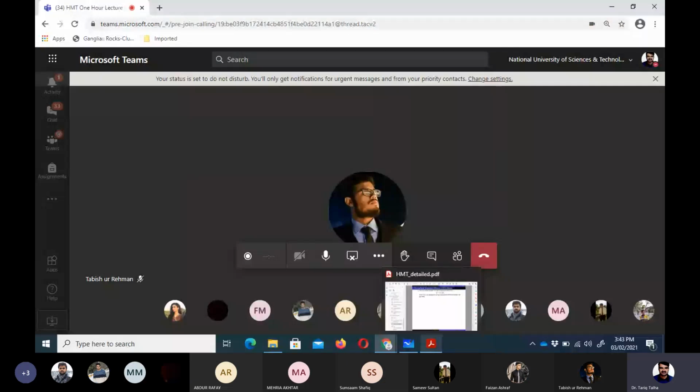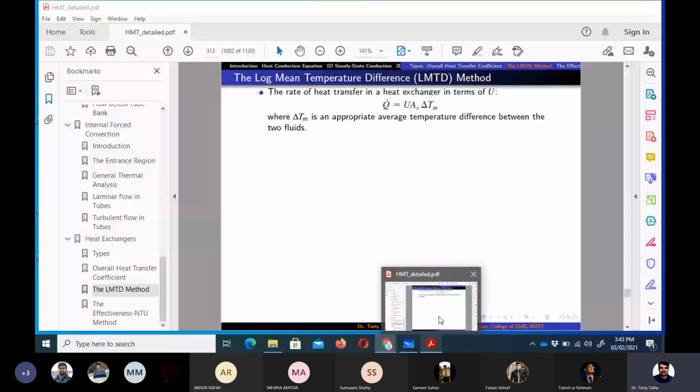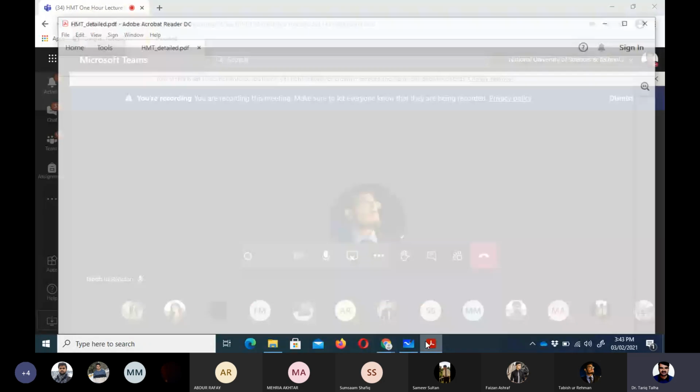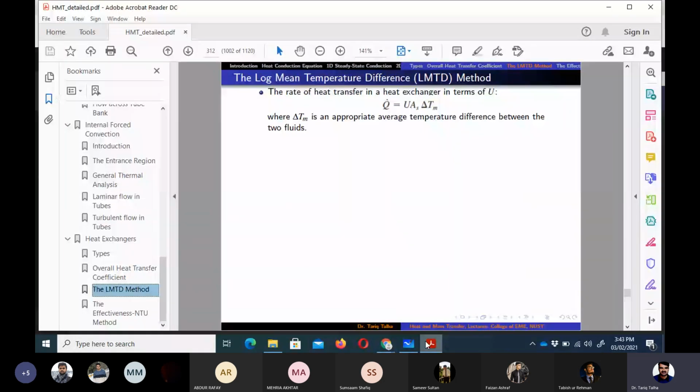difference method, we discussed its derivation, and we also discussed that log mean temperature difference is employed where the inlet and outlet temperatures are known to us, and we need to know the size of the heat exchanger which is required to have that particular change in temperature.